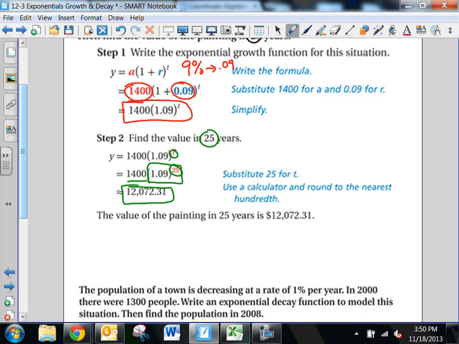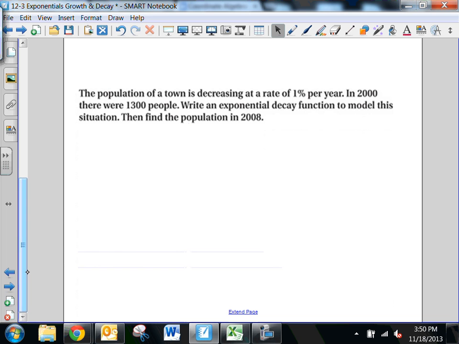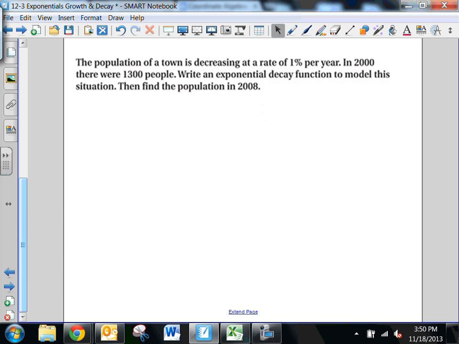All right, the next example is going to be one of exponential decay. It says the population of a town is decreasing. That's the first key to know that it's decay, because it's decreasing at a rate of 1% per year. In 2000, there were 1,300 people. Write an exponential decay function to model this situation, then find the population in 2008.